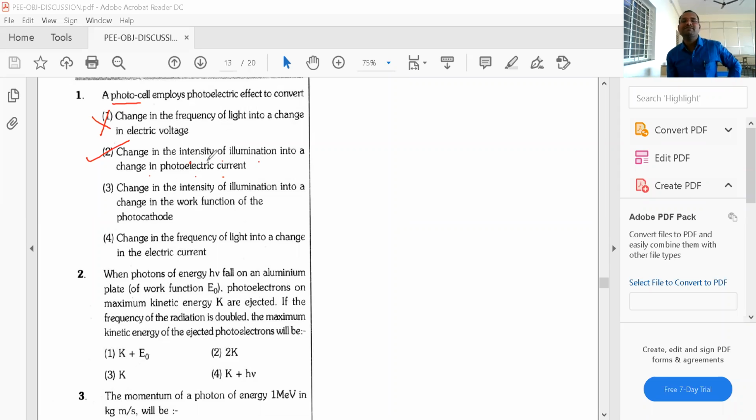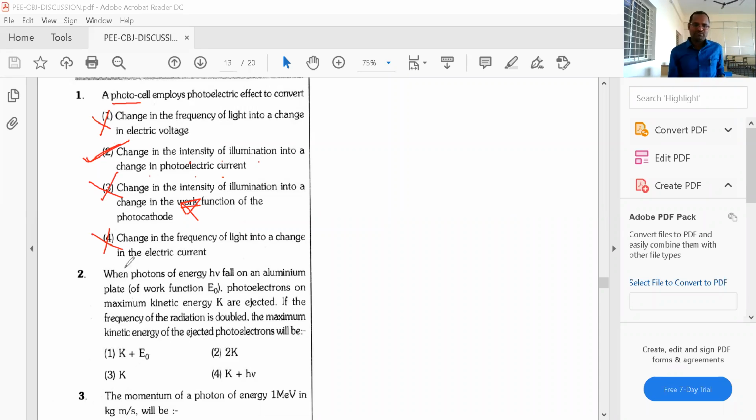You need to remember the concepts. Option 3, changing the intensity of illumination into changing the work function. Work function is always the same, it depends upon the nature of the material. Changing the work function, they are saying, so it is wrong. Next, change in frequency of light into change in the electric current. Wrong. Frequency does not affect the electric current. Only intensity affects the electric current. Option 2 is the perfect answer for this.